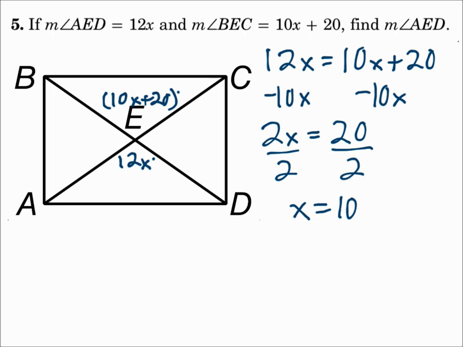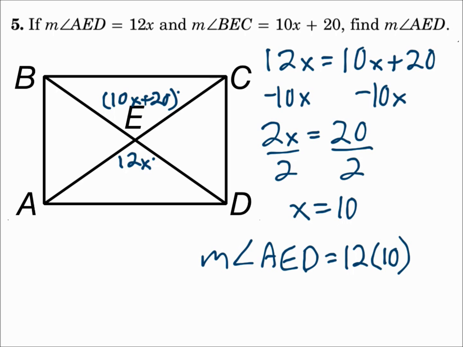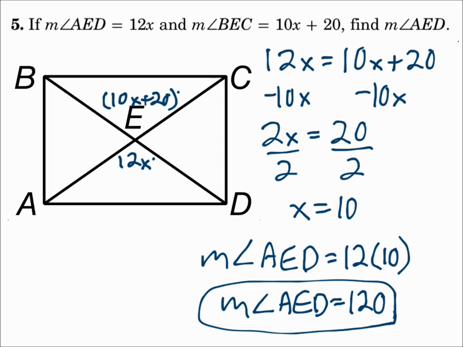Don't stop there though, because they didn't ask what x is. They asked for the measure of angle AED. And the measure of angle AED is 12x, which is 12 times 10 when you substitute 10 in for x. And 12 times 10 is 120. So the measure of angle AED is 120. Label the pieces they give you and find out which rule applies. In this case, these were vertical angles, which are congruent, so their measures are equal.